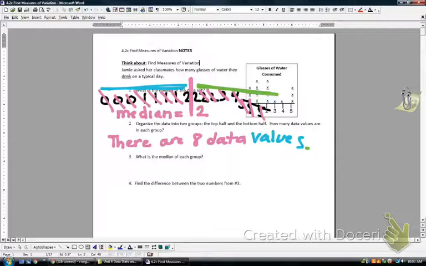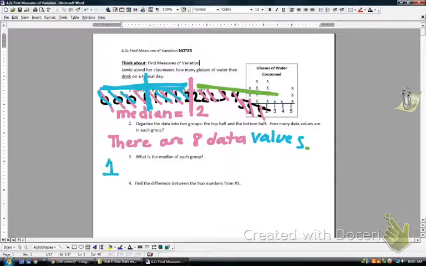All right, then the next question says, what is the median of each group? So I'm going to look at the lower half of my data, which is this blue line here, and find the median of that. Just like before, I'm going to work my way into the middle. And the median is in between 1 and 1. So the lower half, my median is 1.